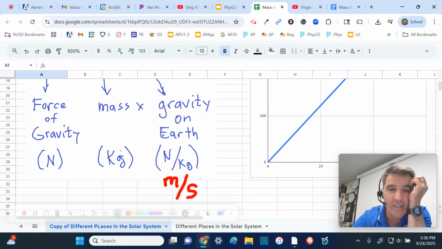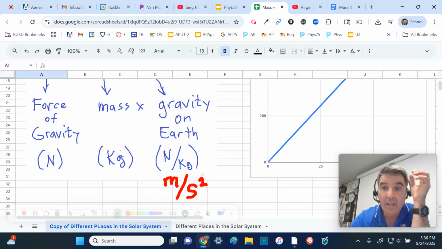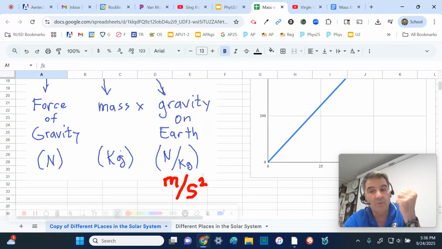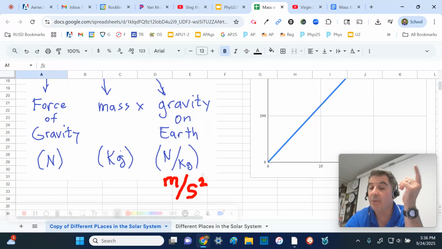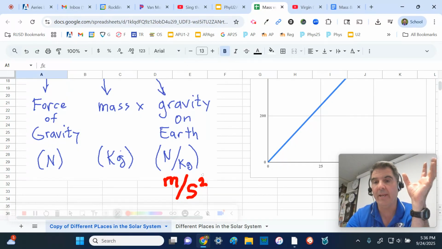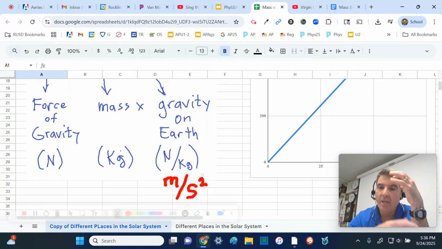It kind of depends on what you're asking. If you're asking how hard is gravity pulling down, then it's newtons per kilogram. But if you're asking if I let go, what will happen, then it's meters per second squared. They're 100% related. I hope you know that the weight of something is related to the acceleration as it falls.